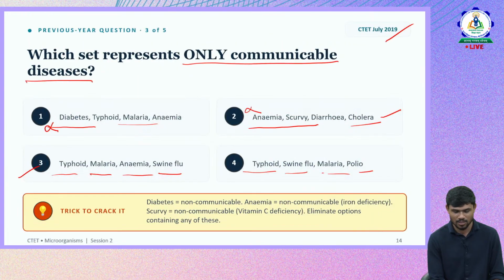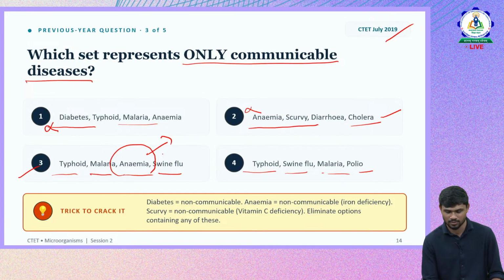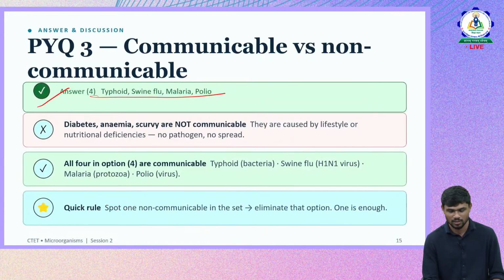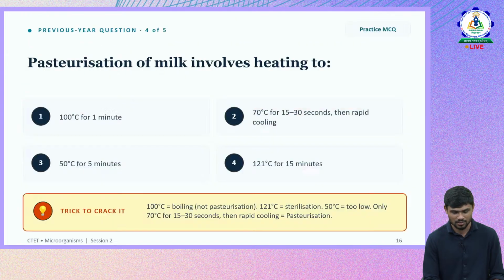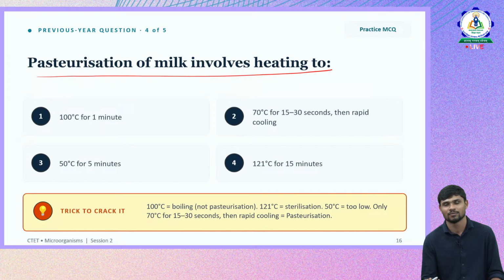So here anemia is something that is not a communicable disease. Okay, the rest all are non-communicable diseases. Next, pasteurization of milk involves heating of milk at what temperature?